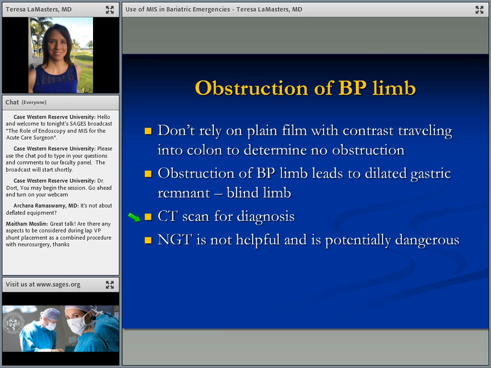This is another key point. Please learn this. An NG tube is not helpful, and it is potentially dangerous in these patients. If you have a post-bypass patient that you feel like needs an NG tube, that patient needs to be in the operating room.